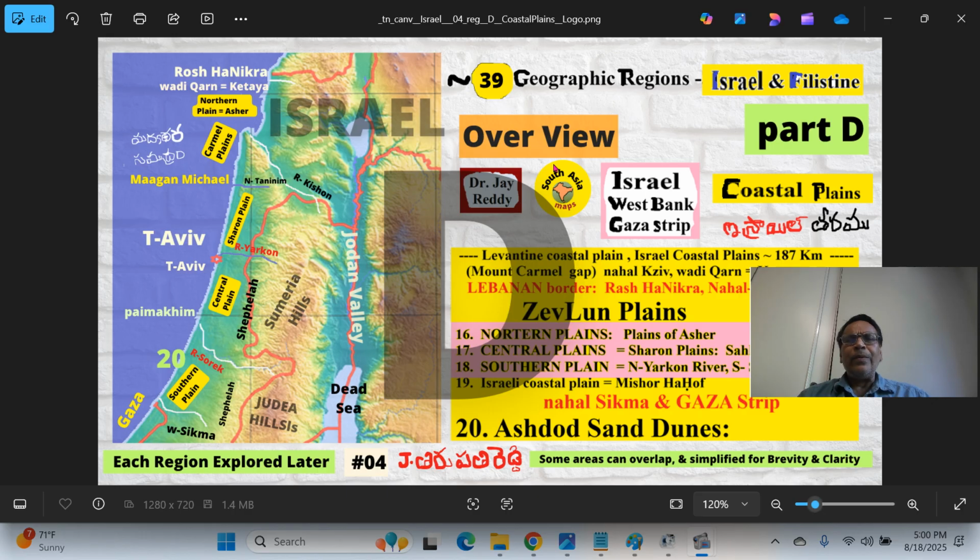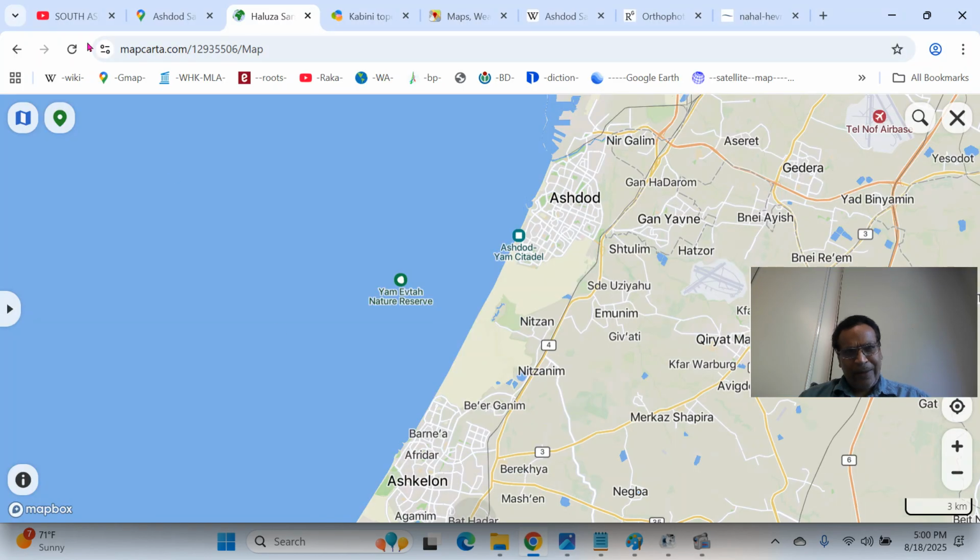And we are in part 4 here. In this part, we are taking a bird's eye view of the geographic, physiographic regions of Israel. We identified around 39 or 40 so far. We are in part 3, looking at the Israel coastal plain. After this presentation, you will get a deeper and broader understanding of this region.